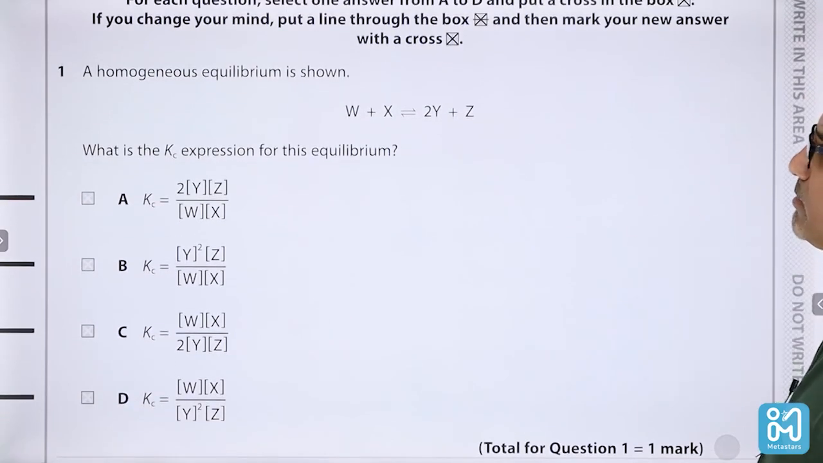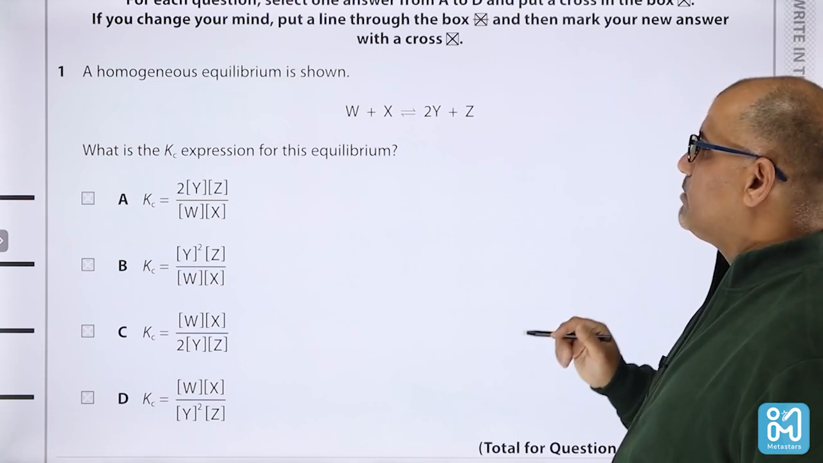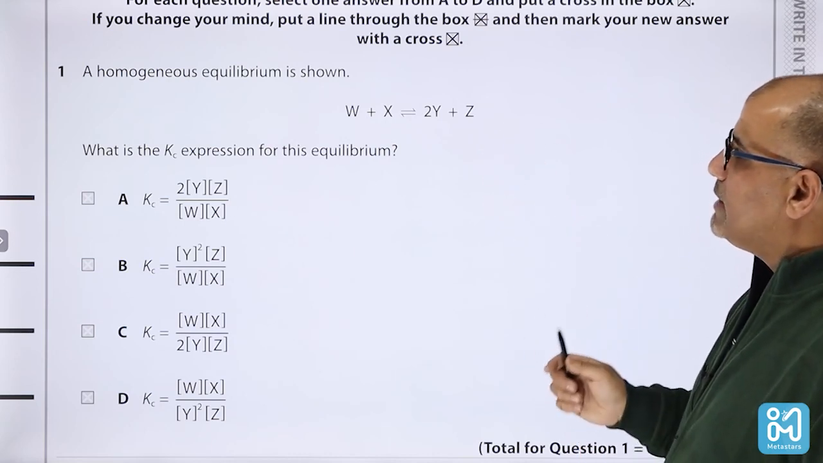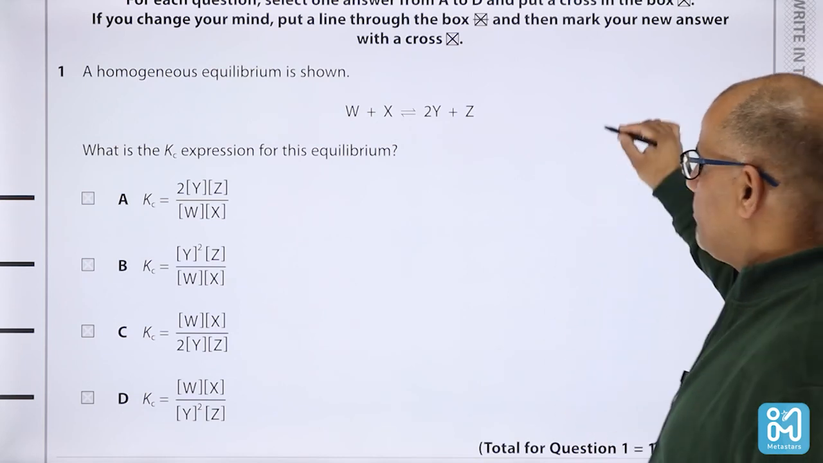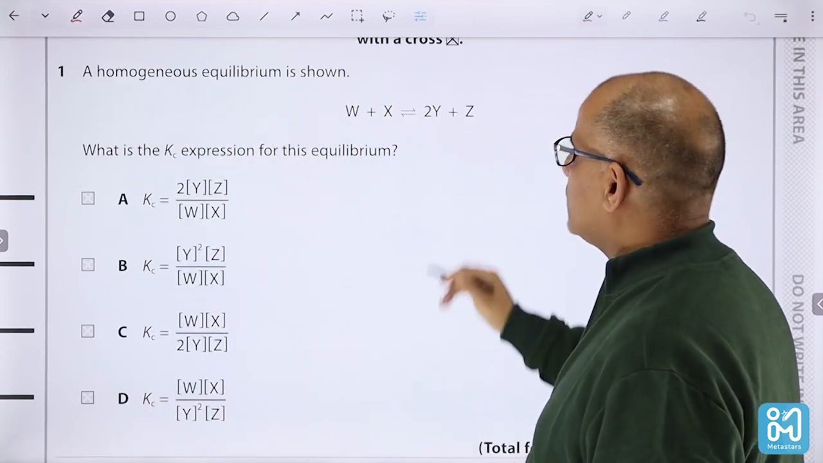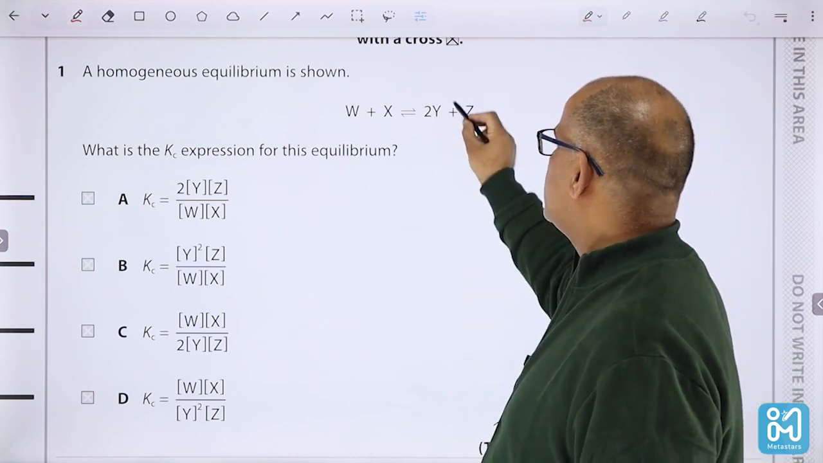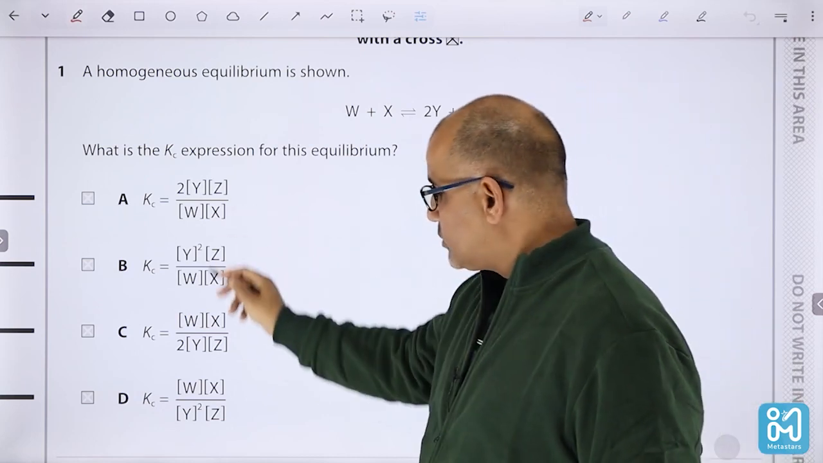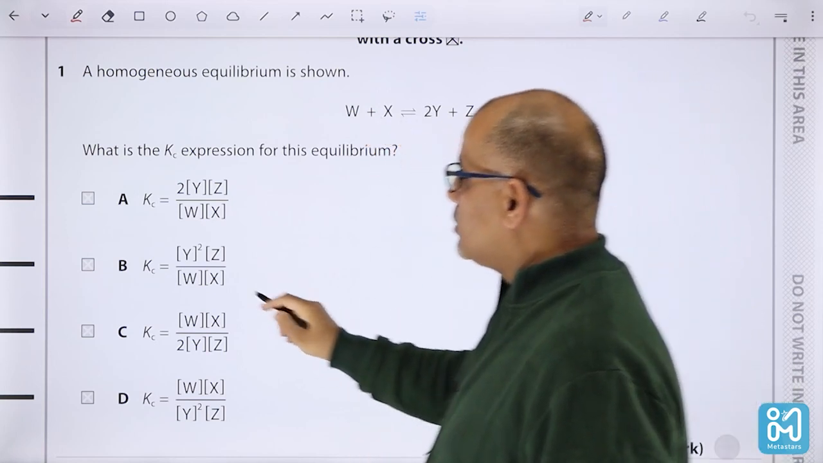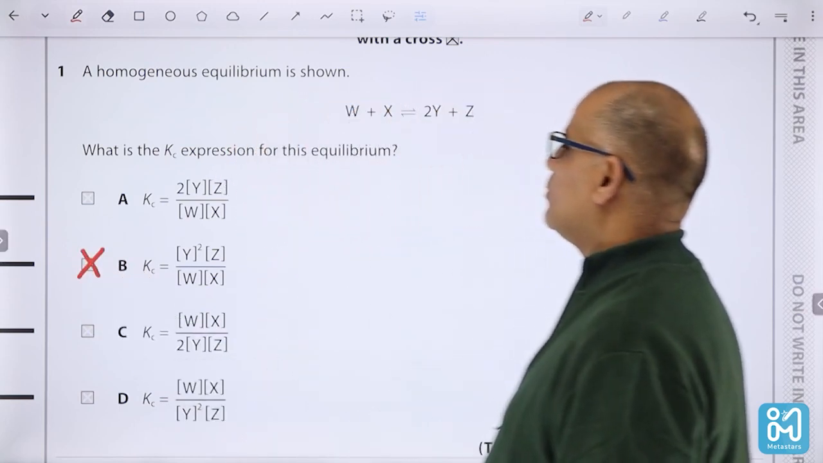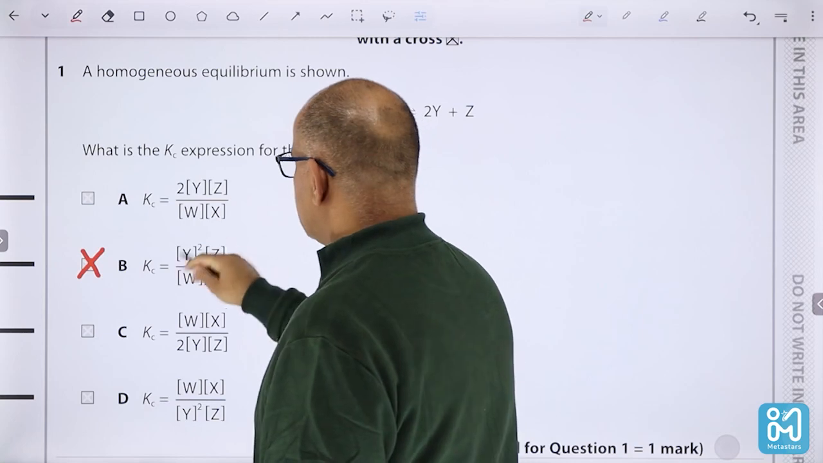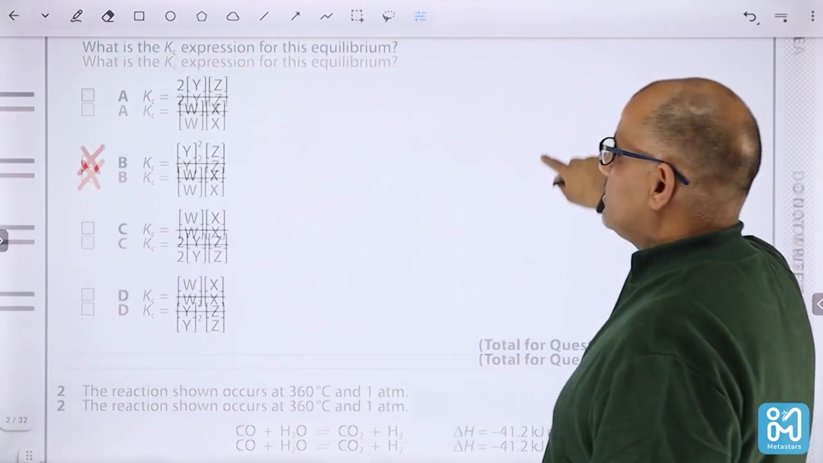The first multiple choice question is, we have a homogeneous equilibrium shown, which is W plus X in equilibrium with 2Y plus Z. What is the Kc expression for this equilibrium? As you can see there, since the equilibrium expression is the products over the reactants, we have 2Y and Z. So Y is squared and multiplied by the Z concentration over the W concentration and X. So choice B is the correct one, because the Kc is written like that according to the products and the reactants.